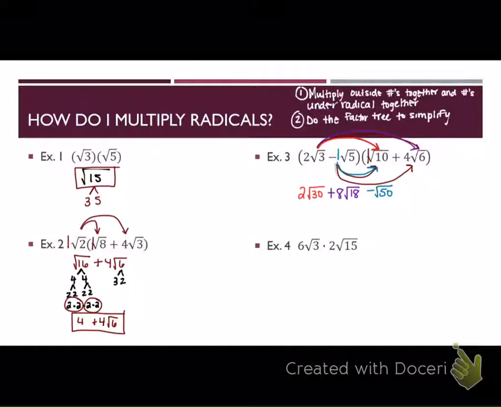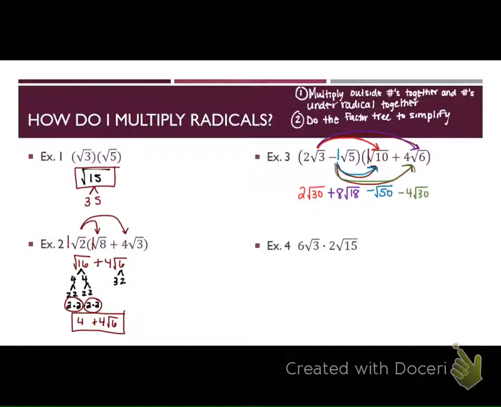Negative root 5 times 4 root 6, Greg. So negative root 5 times 4 root 6 is? Wouldn't that be negative 4 square root 30? Yep. So then we do our factor trees and we'll simplify from there.